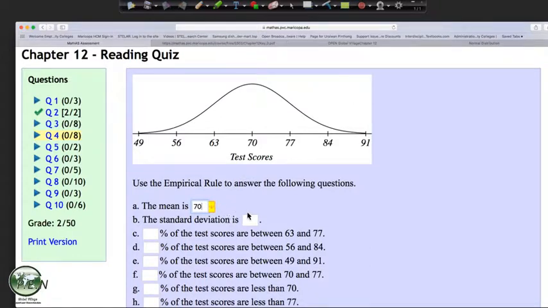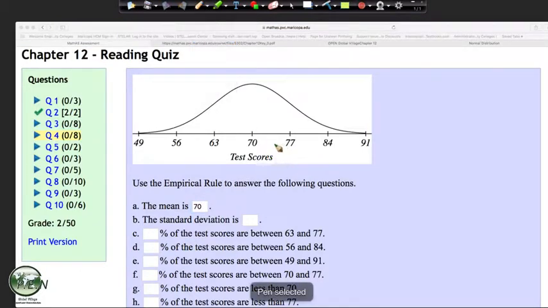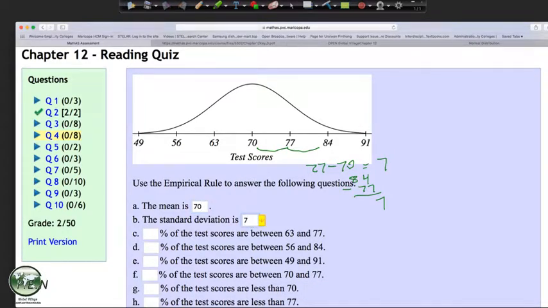What is the standard deviation? How do we get that? Just count the number in between each number. Exactly. So you could take 77 minus 70. That's 7. And you can see 77 to 84, so you could take 84 minus 77. That's also 7. So the standard deviation is 7. Good. And again, your chart might be different. Sometimes they aren't, but that's okay.